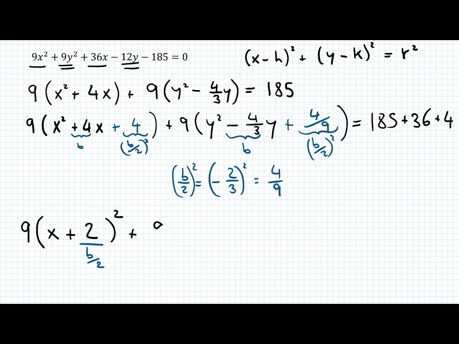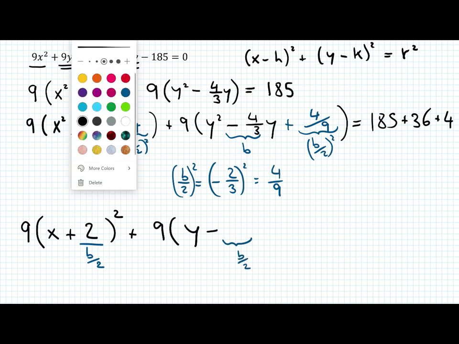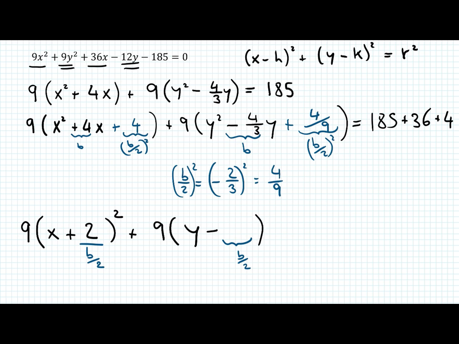That's going to be now plus 9 times (y. Now we're going to write minus, and remember that in this case we're going to write again b over 2. And where does the b over 2 come from? Or how do we find the b over 2? That's just going to be negative 2/3, and then we square it. And that is equal to what? Now we got to do the math here and add that all up: 185 plus 36 plus 4. And we end up conveniently with 225 here. So we're actually almost done.